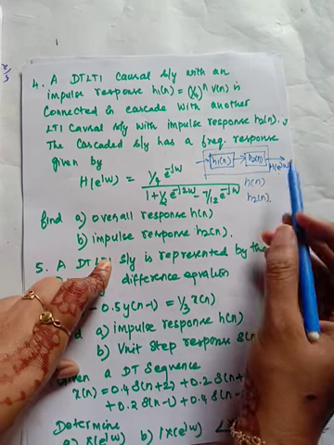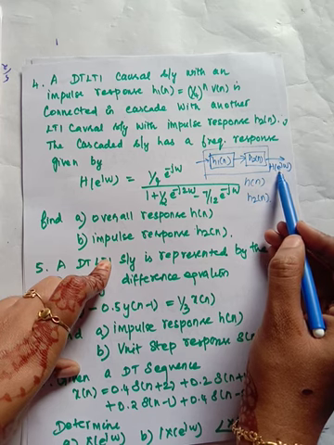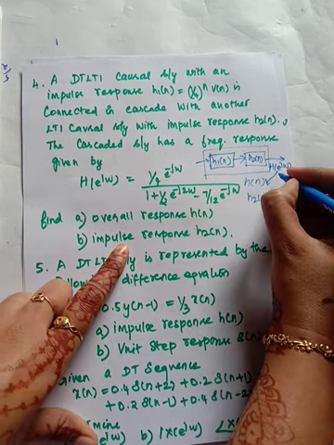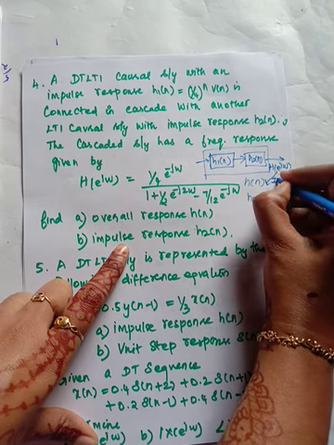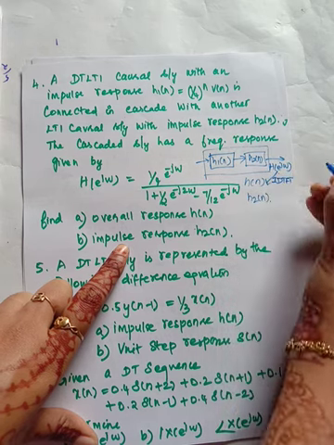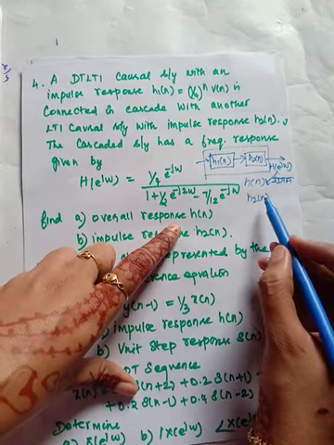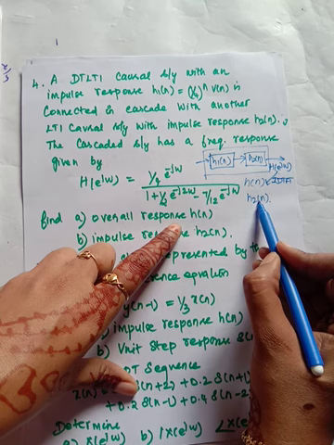Here they have given H of e^(j omega). From this you need to find h of n. How do you find it? By taking the inverse DTFT. You have to find h of n, which is the overall impulse response, and you need to find h2 of n separately.